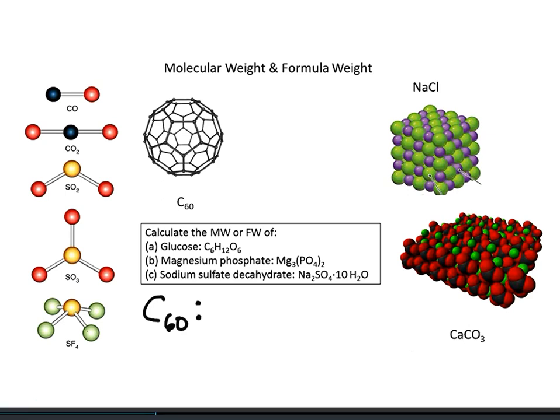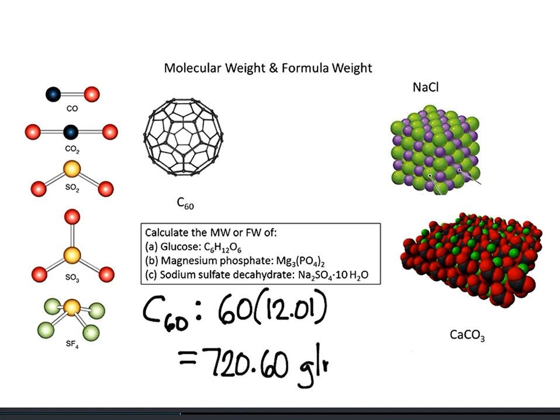Now we're going to do C60. C60 is an allotrope of carbon called Buckminsterfullerene. It forms this geodesic dome structure, and the reason it's named Buckminsterfullerene is because he was the architect who originally designed the geodesic dome. So the men who discovered C60 named it after him. Now this is going to be 60 times 12.01, and you end up getting a really big number, 720.60 grams per mole. It's accurate to the hundredths place again, even though it has 5 sig figs.